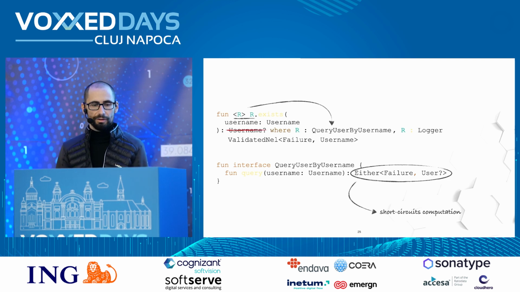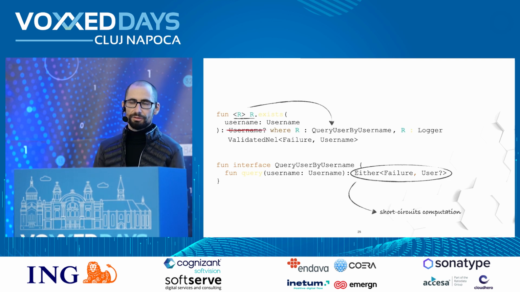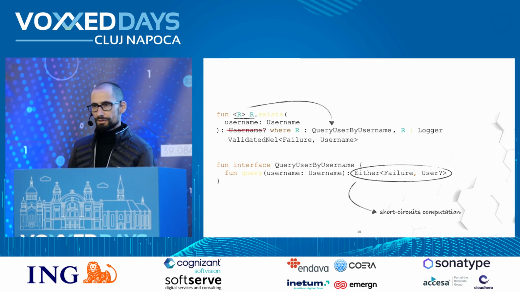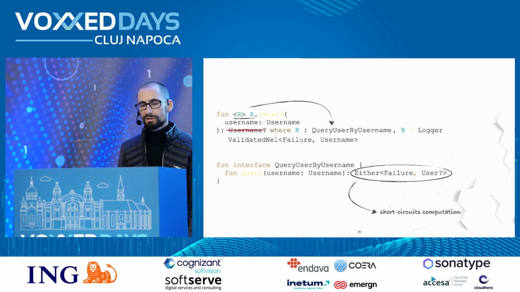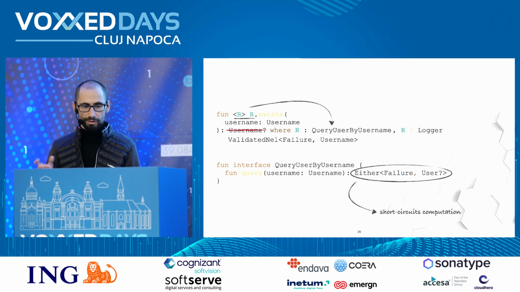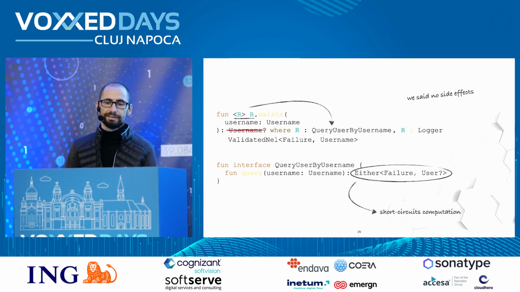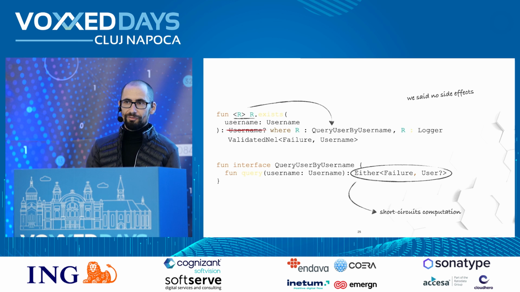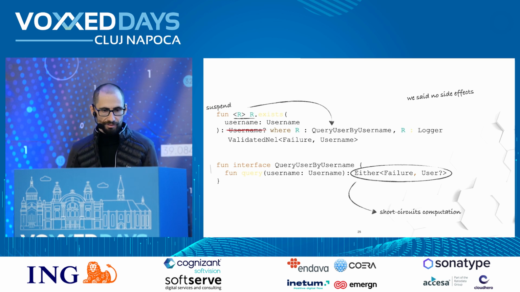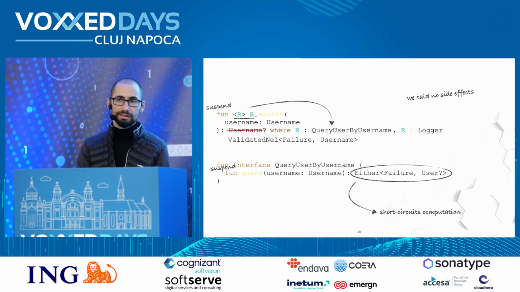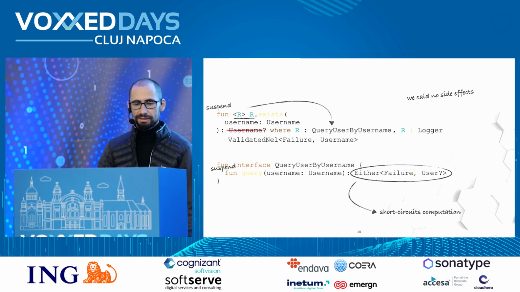Of course, we're going to need to make our function return a validated null, because we're checking the email and we're checking the username as well. And we want to do them together, not in 2 steps. But again, we said no side effects. And in order to avoid side effects, we can use something that you've seen in the previous presentation, the keyword suspend. And we're going to add suspend to our functions.